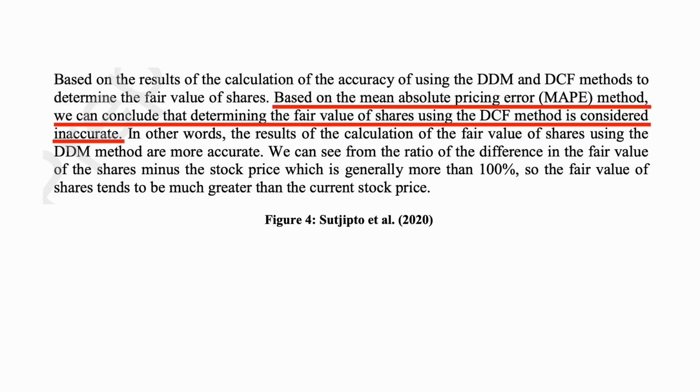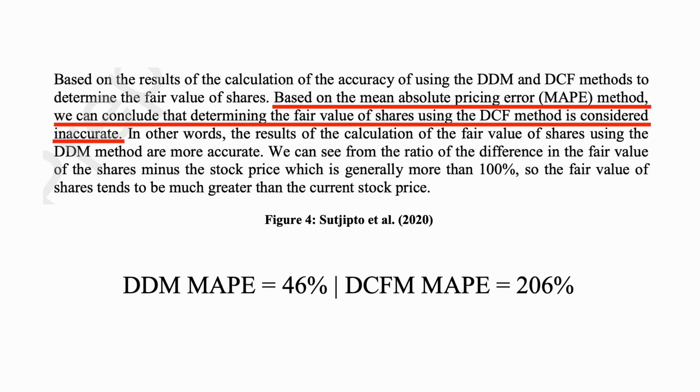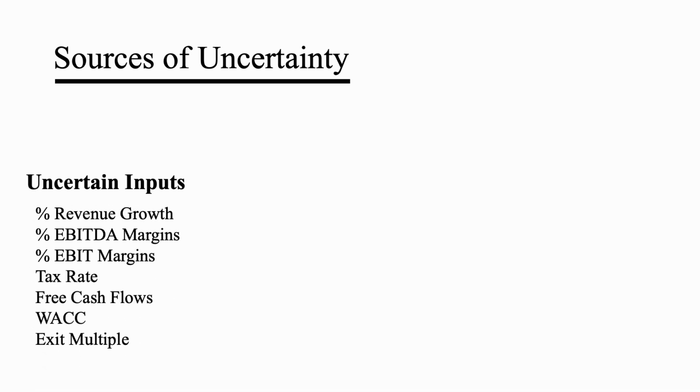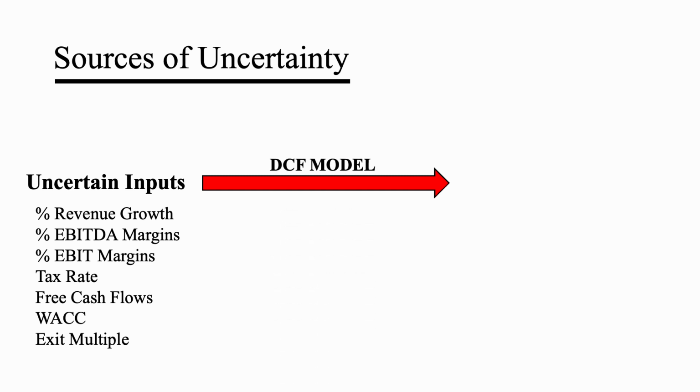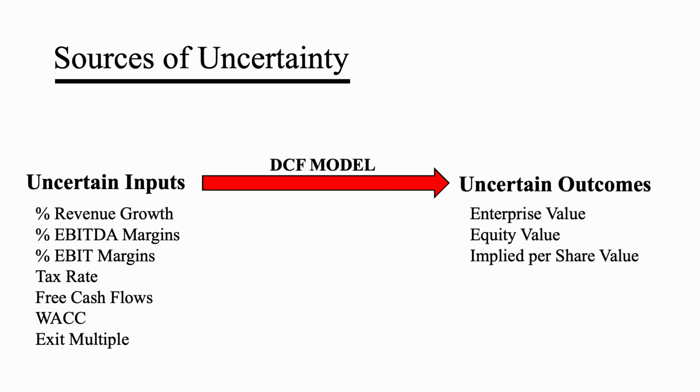Other authors found that the discounted cash flow model performed significantly worse than the dividend discount model, with the DCF's MAP being almost 5 times as high. Therefore, this is evidence that the DCF model fails to be accurate in comparison to other models. So, the source of uncertainty in the DCF model lies in its assumptions, which are determined through historical data. Hence, these assumptions, aka inputs, fail to account for their inherent uncertainty and whether or not their values will be realized in the future. Put simply, uncertain inputs produce uncertain outputs.